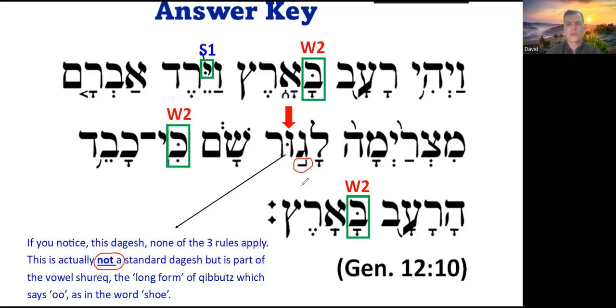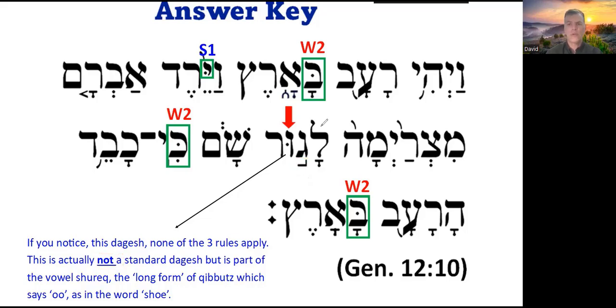And so upon closer scrutiny, by logical deduction, we can deduce that if none of the rules apply, then it really has to be this sort of a situation. And in my understanding, it will only take place in a vav, rendering it really to be a shurek. So this vav is not operating as a consonant. It's an actual vowel. It's on the vowels list.